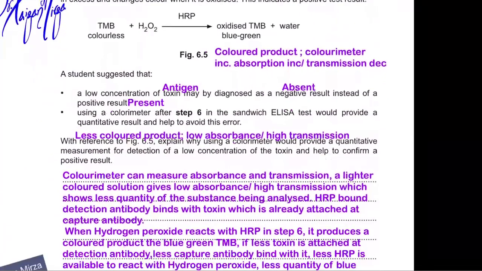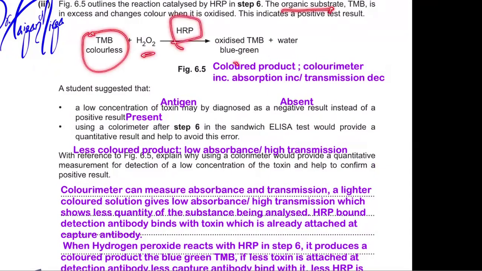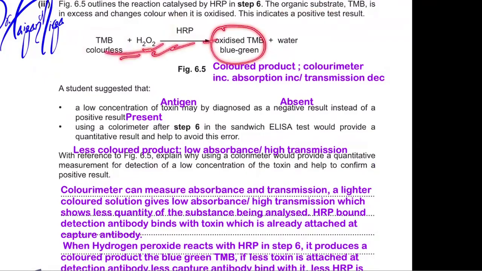The reaction is shown to you, that TMB is produced. This compound is the organic substrate. TMB is a colorless compound. They are saying that it reacts with H2O2 in the presence of the enzyme and turns blue-green, and water is formed. So if this blue-green product is forming, it means more H2O2 is reacting there, and this enzyme is working more. So if a lot of blue-green color is forming, the colorimeter will show increased absorption, which means decreased transmission, because it's a colored product.